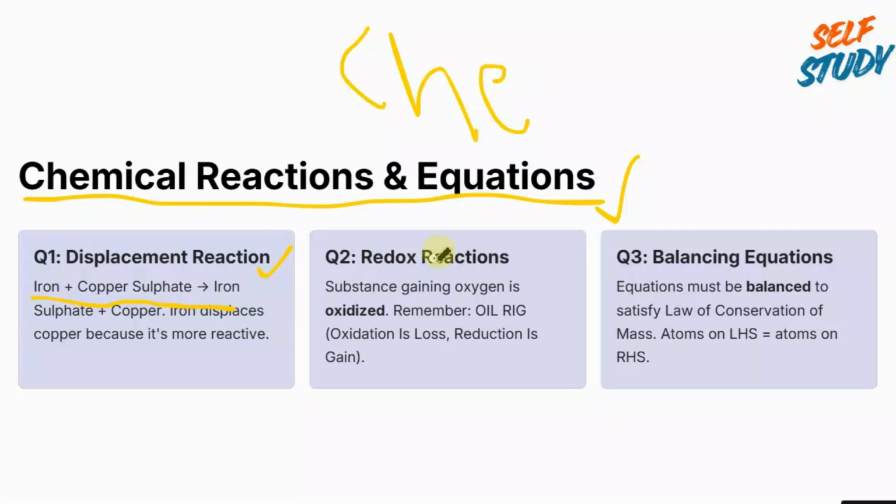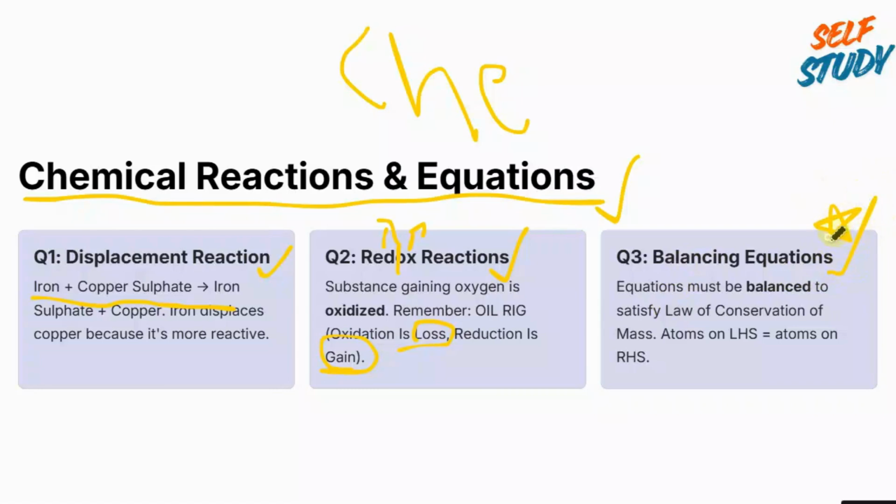Next important topic in this lesson is redox reaction. What is the definition of redox reaction? Redox is split like this: red means reduction, ox means oxidation. In a given substance, when both reduction and oxidation take place simultaneously, it is known as a redox reaction. Oxidation is loss of electrons. Reduction is gain of electrons.